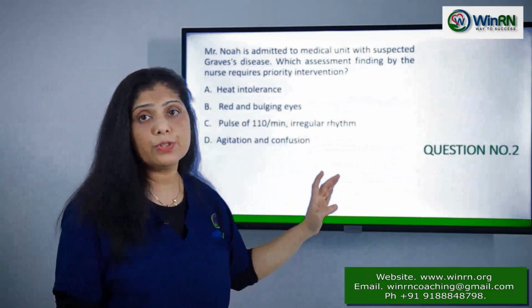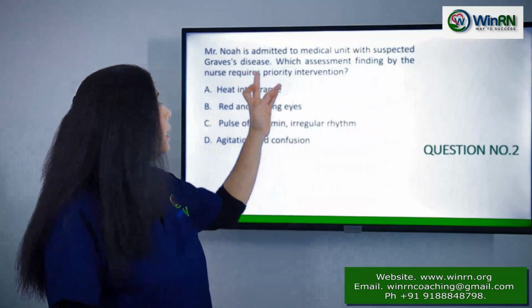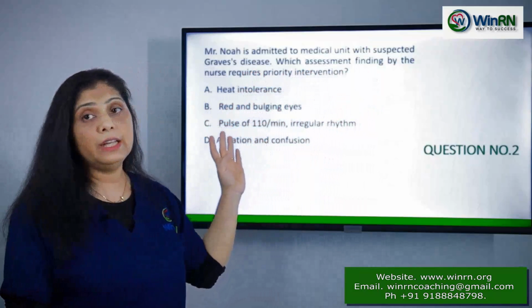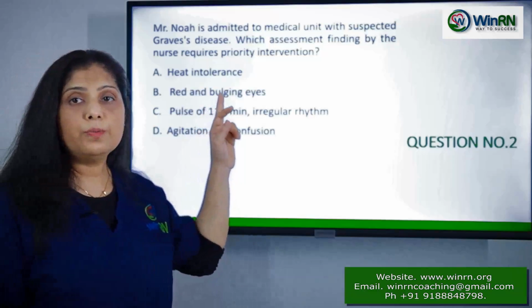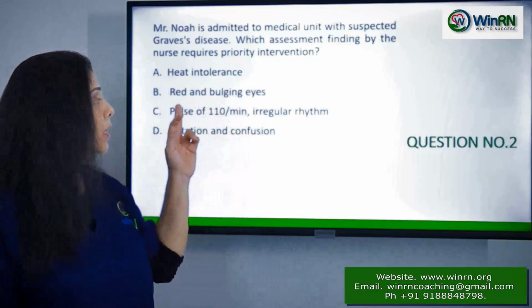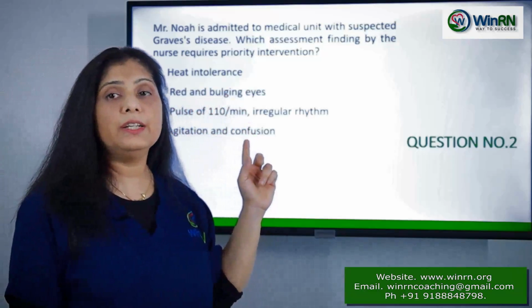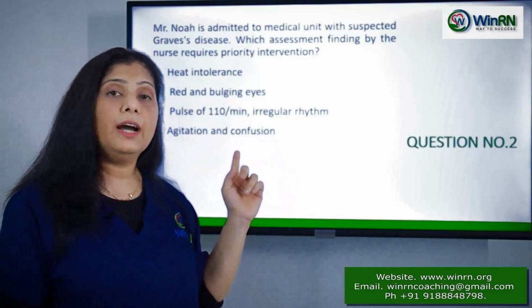Let us go on to the second question. Mr. Noah is admitted to medical unit with suspected Graves' disease. Which assessment finding by the nurse requires primary intervention? So the question is here, the client admitted with suspected Graves' disease, and which assessment requires priority intervention by the nurse? Options are option A heat intolerance, option B red and bulging eyes, option C pulse of 110 per minute irregular in rhythm, and option D agitation and confusion.